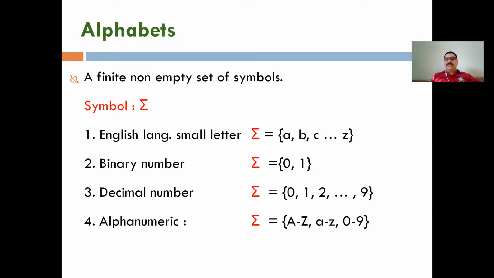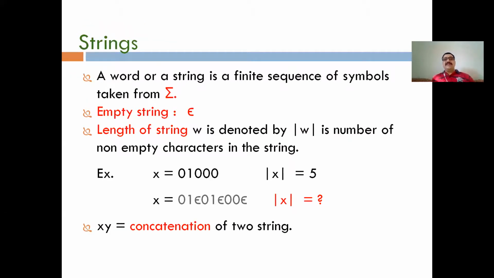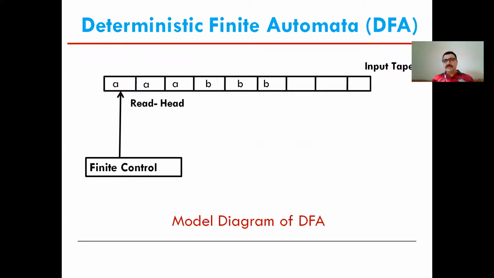And alphanumeric, in this case, capital A to capital Z, small a to small z, and 0 to 9. And the string is a word, a finite sequence of symbols that is taken from the input alphabet. So this is simply the string. And empty string means the null string, that can be represented by the null sign or by using the epsilon sign. And length of the string is just the number of elements in that string. So this is the basic background about the automata.